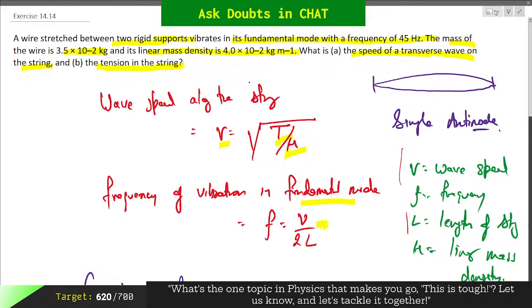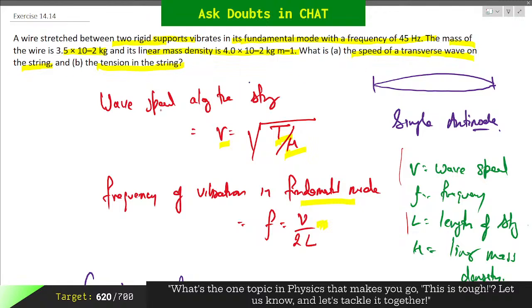In this question, it is given that a wire stretched between two rigid supports vibrates in its fundamental mode with a frequency of 45 Hz. The mass of the wire is 3.5 into 10 to the power minus 2 kg and the linear density is 4 into 10 to the power minus 2 kg per meter. What is the speed of the transverse wave on the string and the tension in the string?